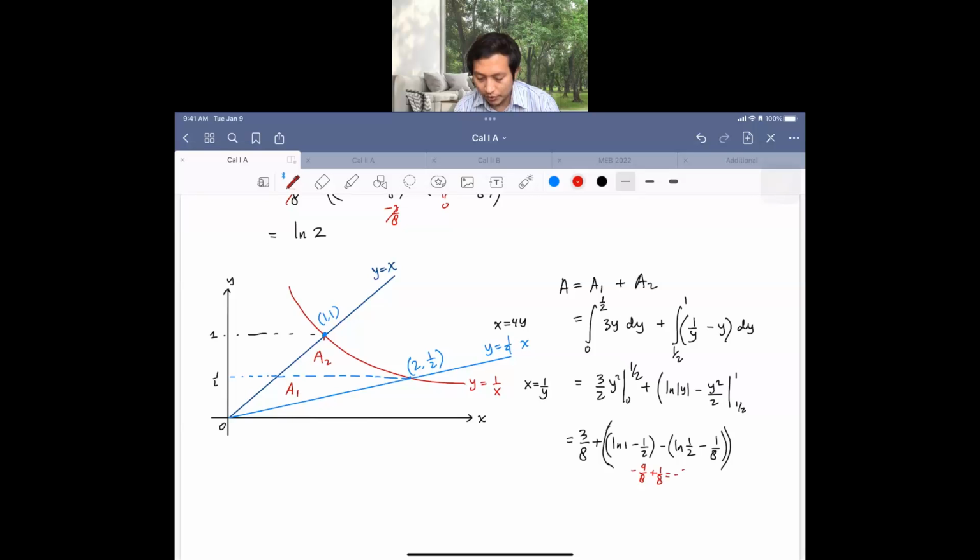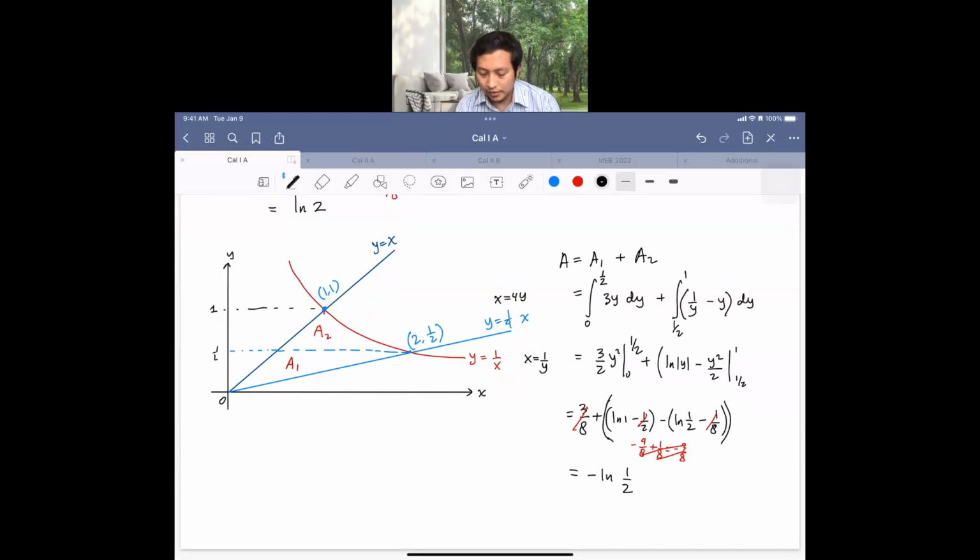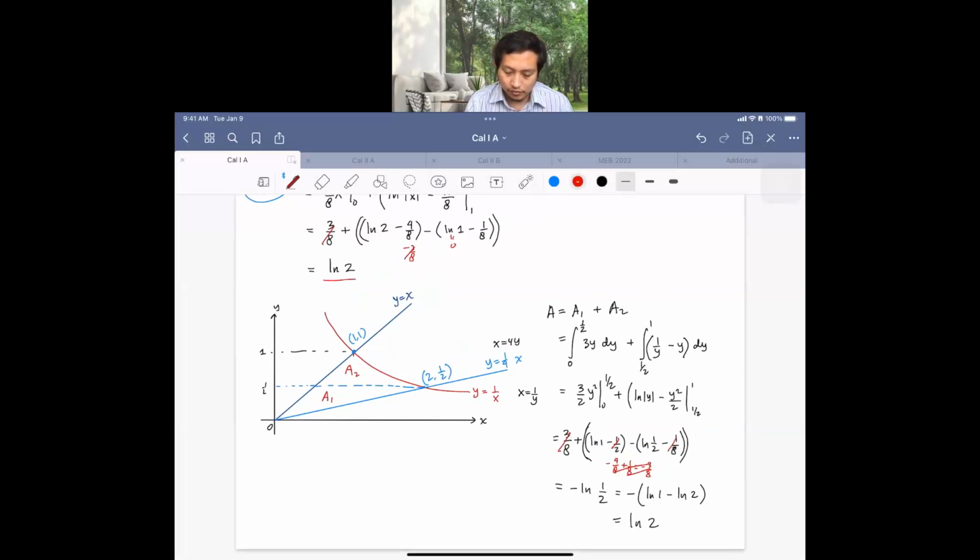This will be equal to minus 3 over 8, which we can cancel, right? So we have ln 1 is 0. So minus ln half. Ln half is minus ln 2, so minus ln half is plus ln 2. So we get the same ln 2. So this is the second way using dy.